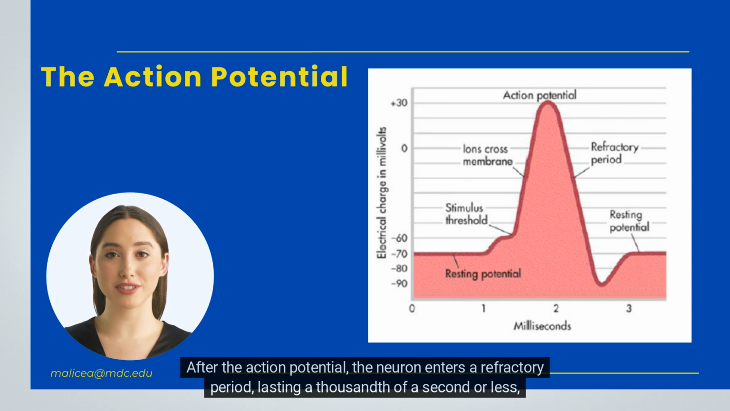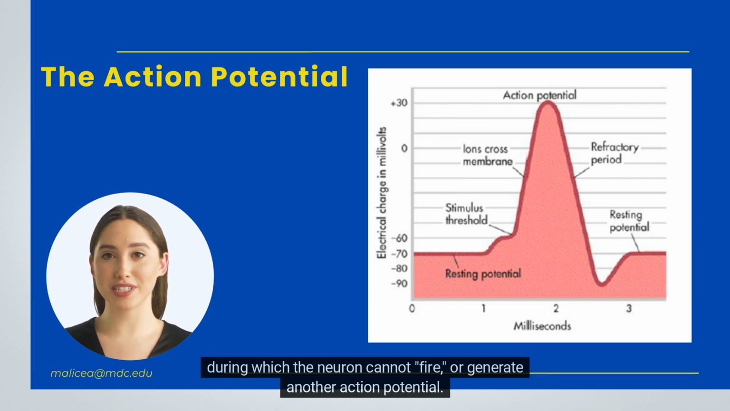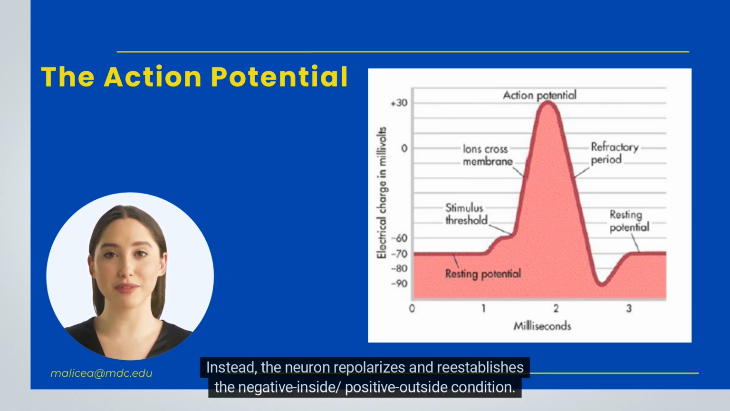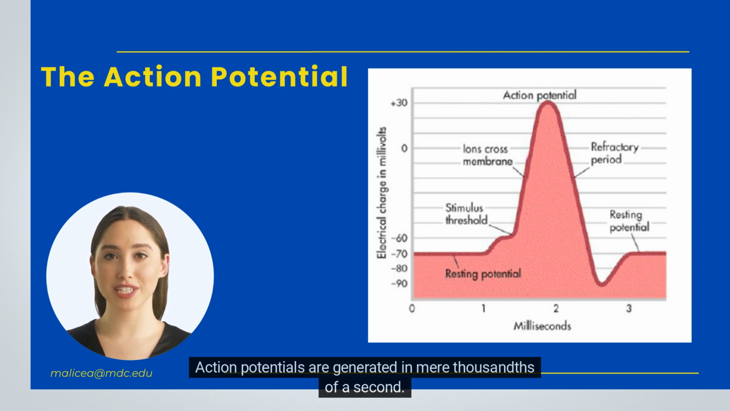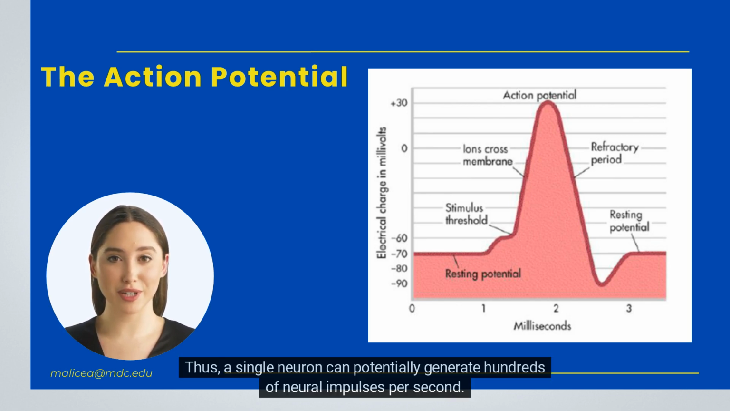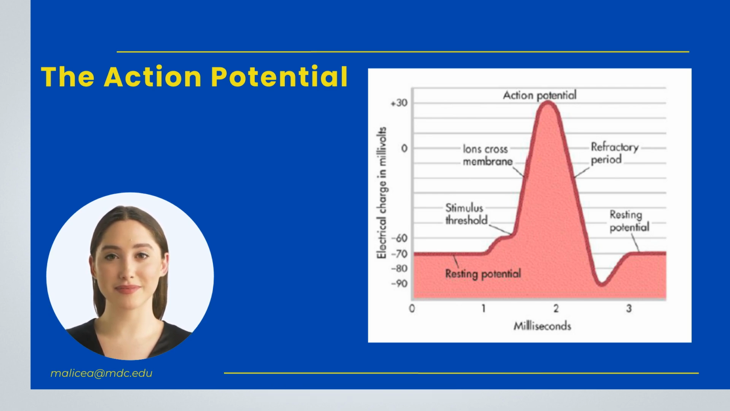After the action potential, the neuron enters a refractory period, lasting a thousandth of a second or less, during which the neuron cannot fire or generate another action potential. Instead, the neuron repolarizes and reestablishes the negative inside positive outside condition. Action potentials are generated in mere thousandths of a second. Thus, a single neuron can potentially generate hundreds of neural impulses per second.